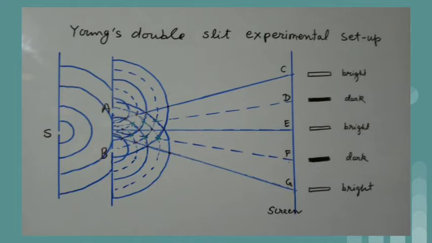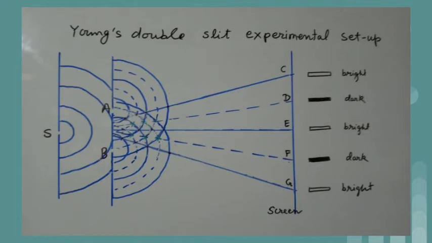Thus, two waves of the same amplitude and same frequency with zero phase difference are given out by the slits A and B. You can see in the diagram, the continuous semicircles represent crests and dotted semicircles represent troughs of the waves. On superposition of waves, an interference pattern appears on the screen.